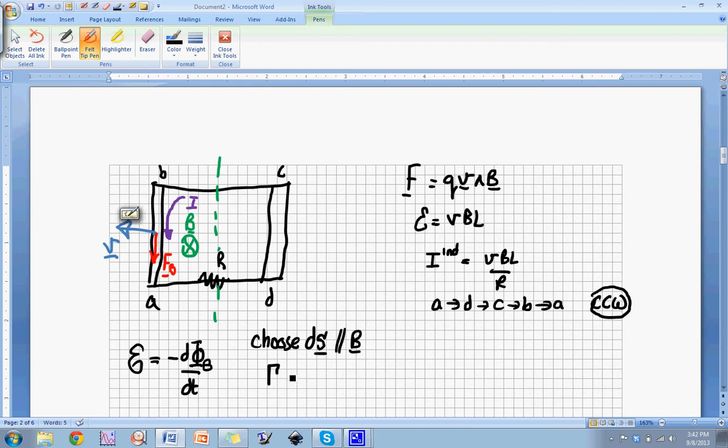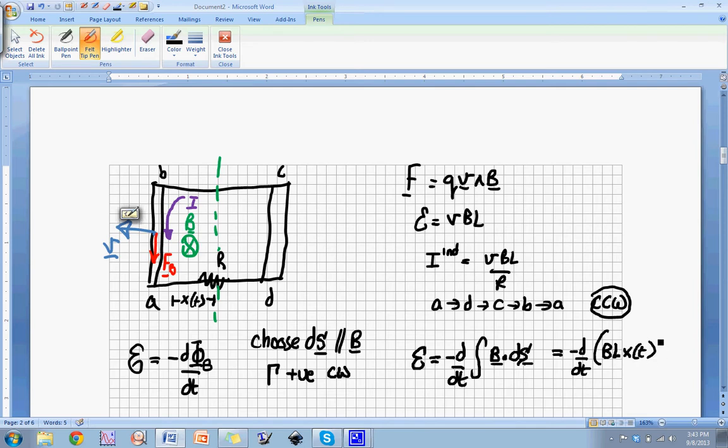Okay, so now EMF is equal to minus d over dt of B dot ds, and we're going to assume a moment in time when we have x amount of the section between A to D inside. So then we can write this as minus d over dt of BLx, and x will be a function of time, which allows us to do our derivative. And what we note is that our dx over dt will be positive. We'll be increasing the amount of flux.